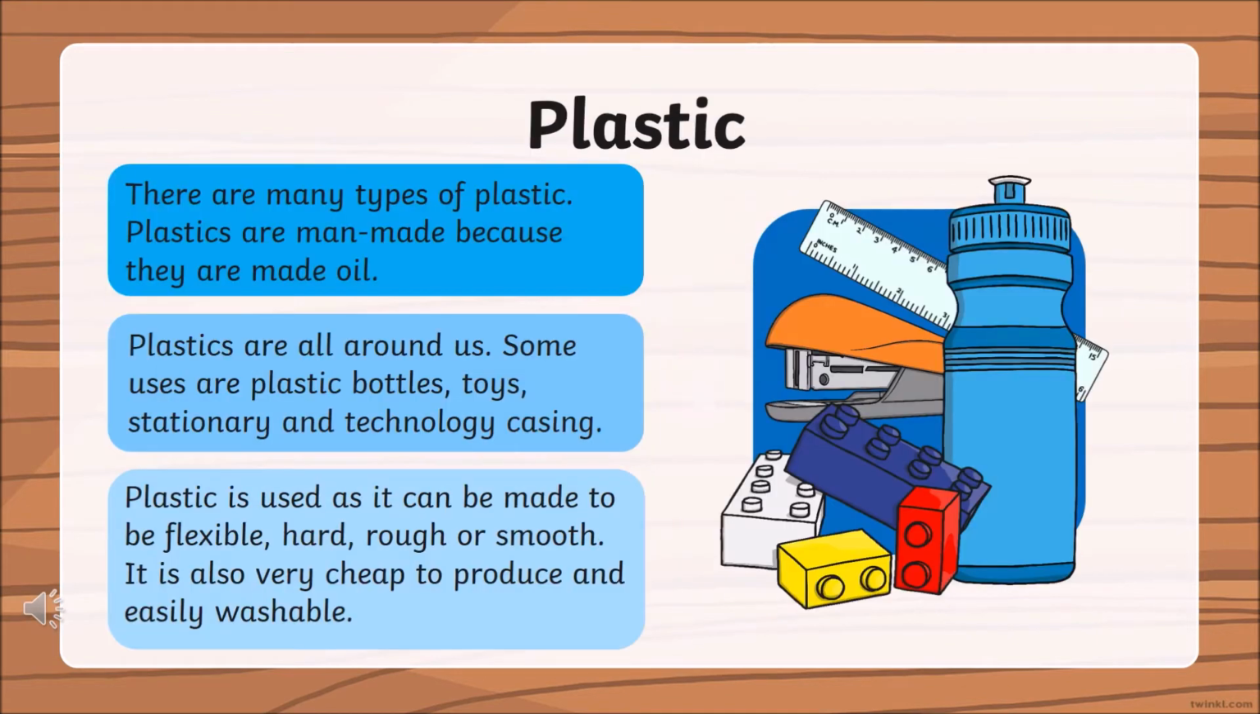There are many types of plastics. Plastics are man-made because they are made from oil. Plastics are all around us. Some uses are plastic bottles, toys, stationery, and technology. Plastic is used as it can be made to be flexible, hard, rough, or smooth. Whatever you choose, it can be made like this. It is also very cheap to make and easy to wash.